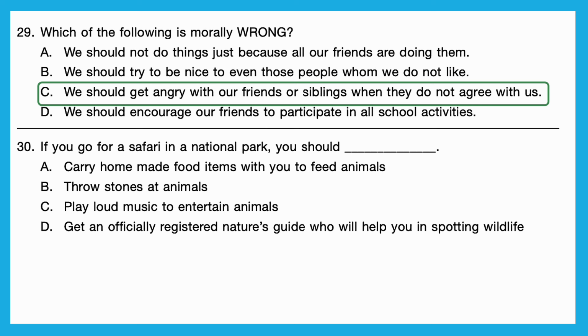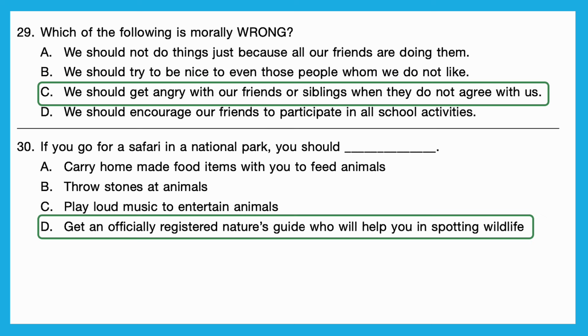Question 30. If you go for a safari in a national park, you should A. Carry homemade food items with you to feed animals. B. Throw stones at animals. C. Play loud music to entertain animals. D. Get an officially registered nature guide who will help you in spotting wildlife. And D is the right answer, what you should do when you go for a safari in a national park.